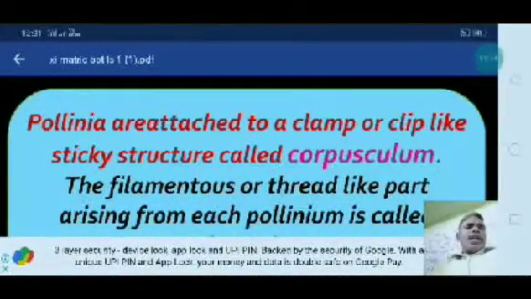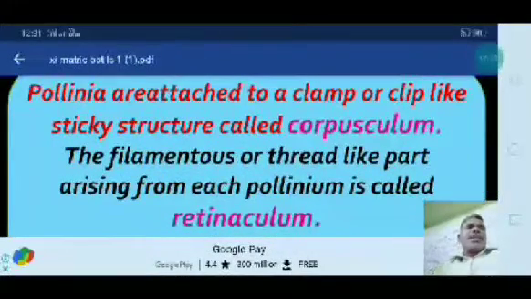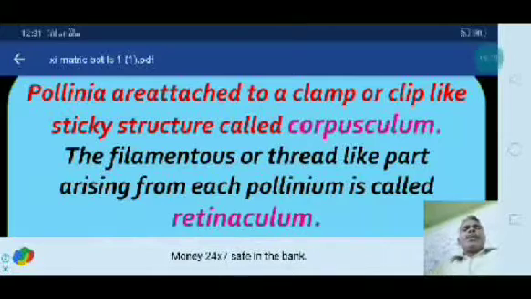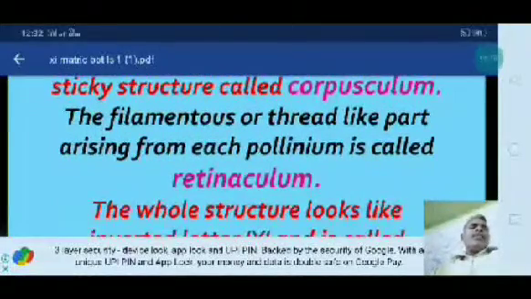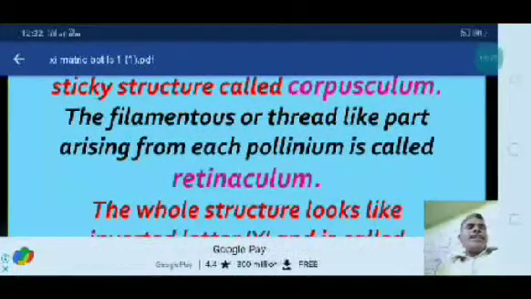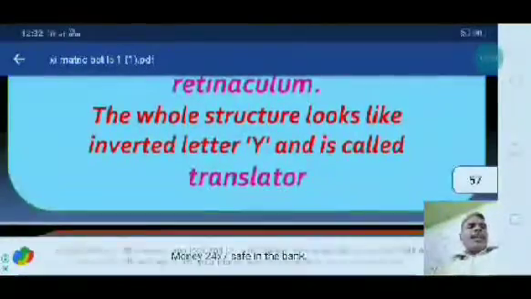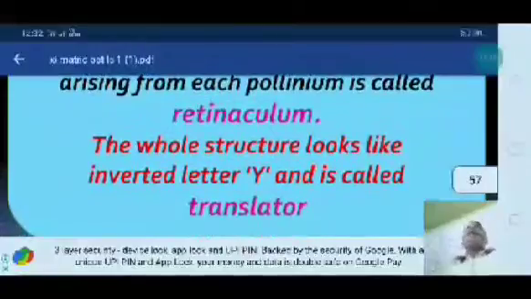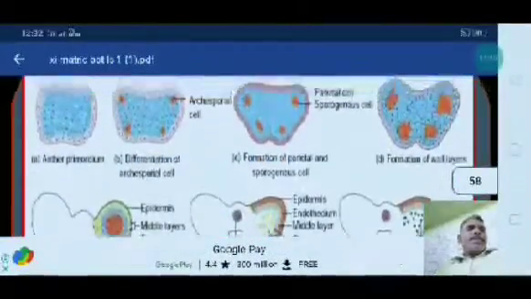The pollinia are attached to a clamp or clip-like sticky structure called the corpusculum. The filamentous or thread-like part arising from each pollinium is called the retinaculum. The whole structure looks like an inverted letter Y and is called the translator. Here: corpusculum, retinaculum and translator. These are the three words very essential for this structure. Okay, that was the development of the anther.